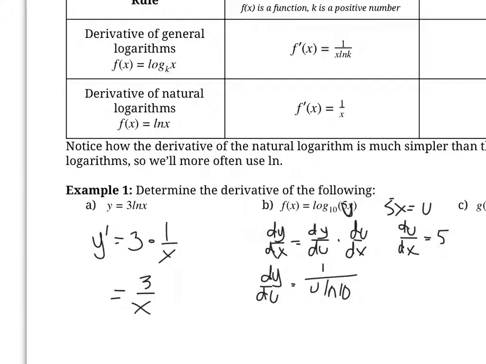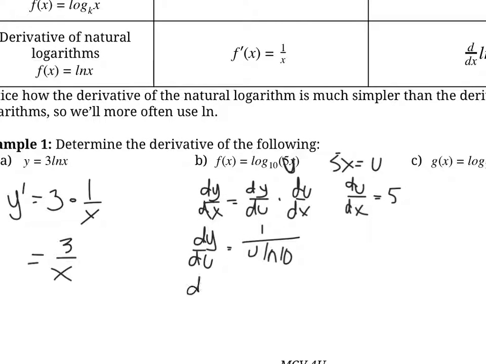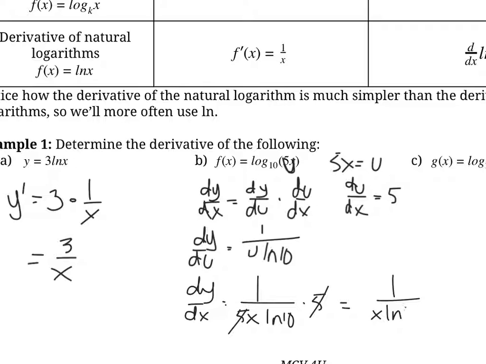So our entire derivative, dy by dx, is going to be 1 over u ln 10. I'm going to replace the u again with the 5x, so 1 over 5x ln 10 times 5. And you'll notice here that the 5 is going to end up canceling out, and what we end up getting is just 1 over x ln 10. That's our derivative of that function.